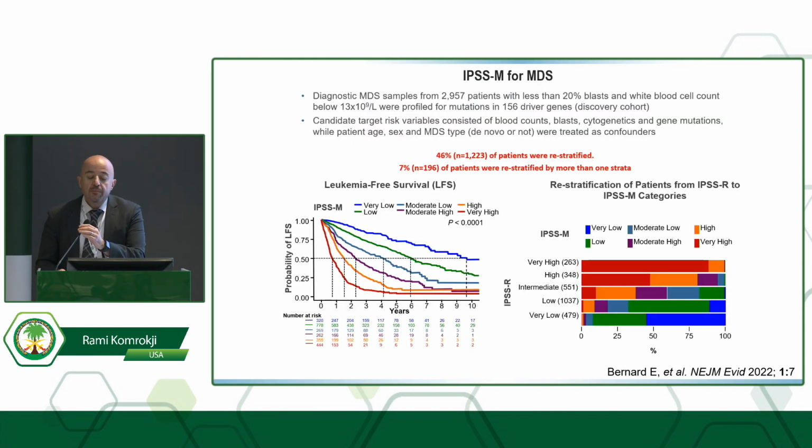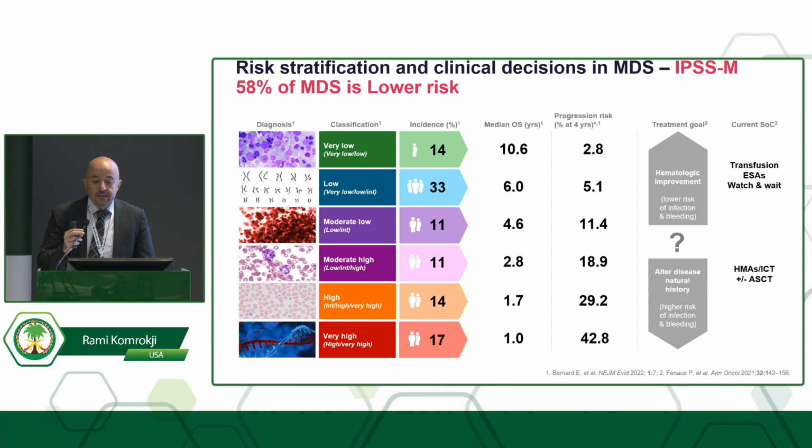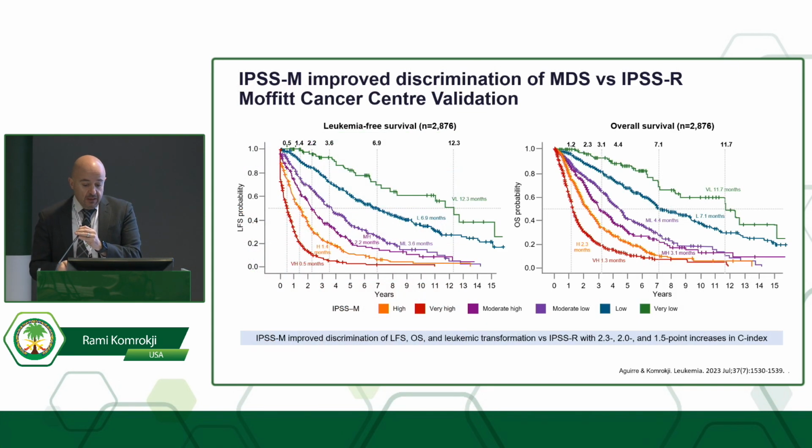But when you apply the IPSS-M, you really restage almost half of the patients. And in 7%, the restaging is more than 1 stage. And now we can divide those patients into those 6 groups, as I mentioned, with a lifespan of 10.6 years in somebody that we call very low risk, to less than a year probably in somebody who's high risk. But if you think of it overall, almost 42% of the patients are going to be considered higher risk MDS.